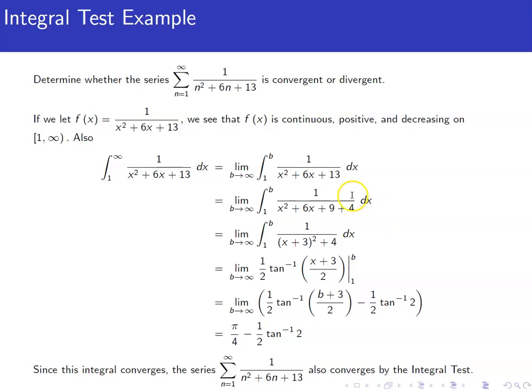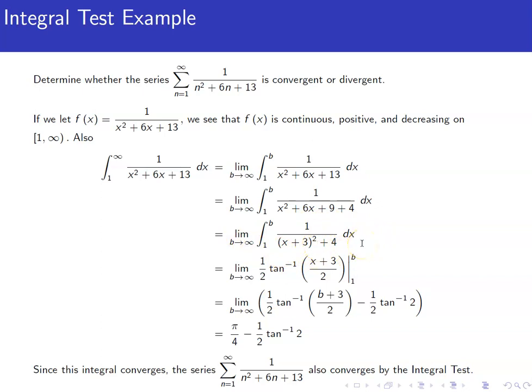Remember, for completing the square, we take half of the coefficient on x and square it, in order to be able to factor it as a perfect square. So x squared plus 6x plus 9 is a perfect square. Well, to keep everything equal, if I have a plus 9 here, I must have a plus 4 left over to get that to be 13. We can factor now that x squared plus 6x plus 9 is x plus 3 quantity squared. So now we're looking at integrating 1 over x plus 3 quantity squared plus 4.